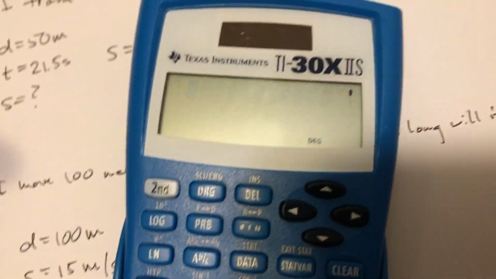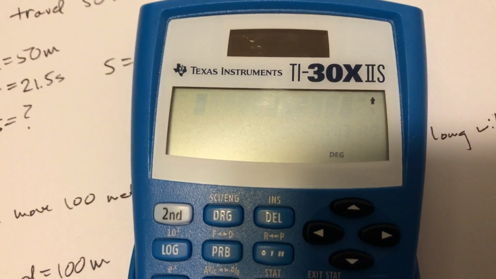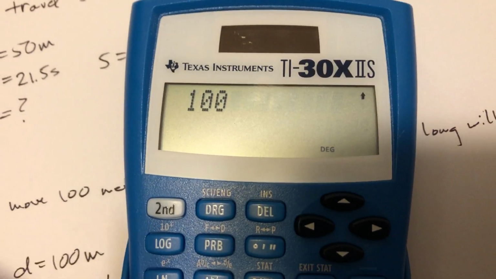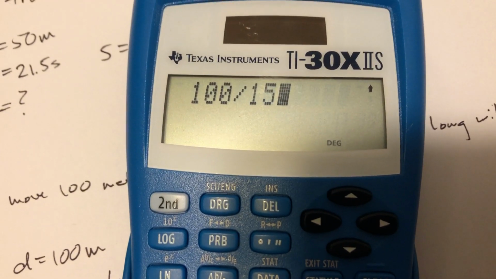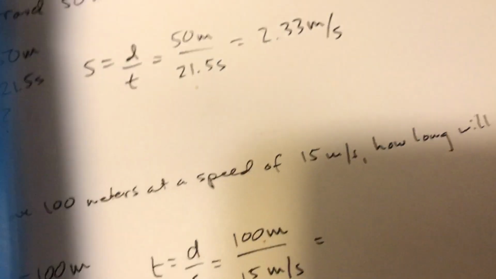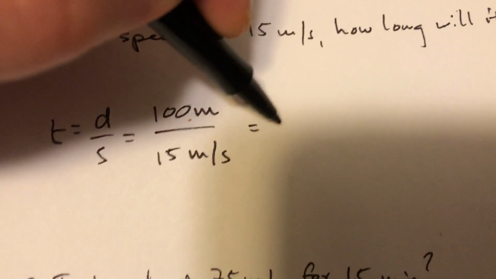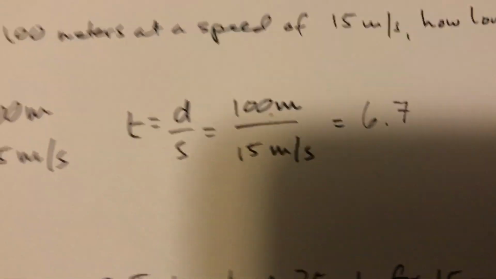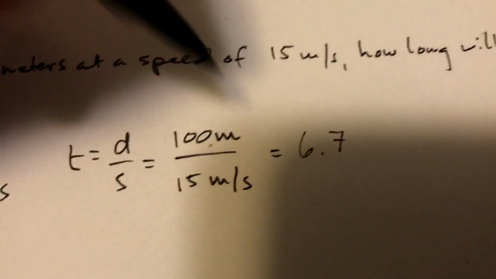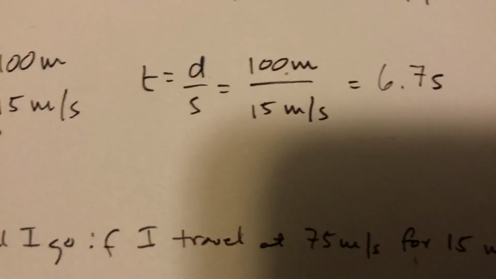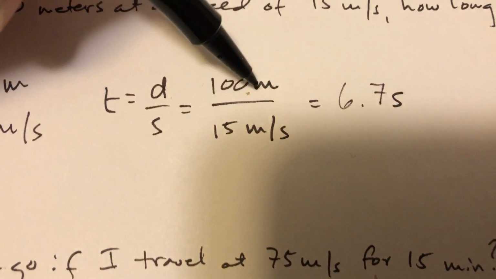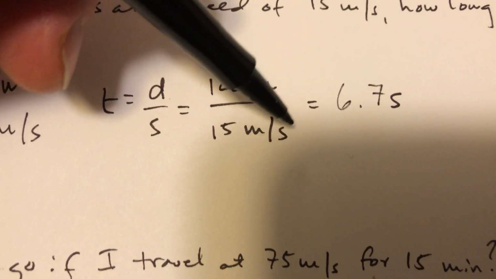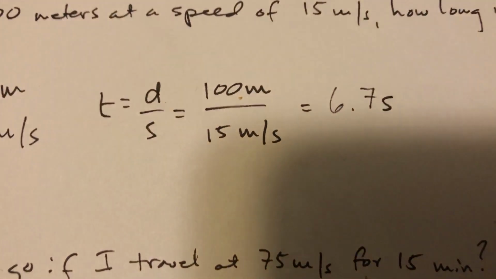So let me clear this out. And that's going to be 100 meters divided by 15 equals 6.6 repeating. And so I'm just going to put that in as 6.7. And now what are my units? Well, the units of time are seconds, right? The meters and the meters cancel out here, and that seconds underneath comes all the way up to the top, as we see right there.